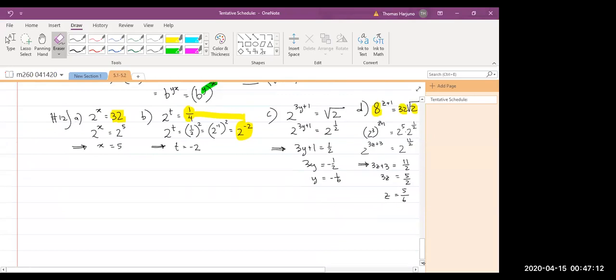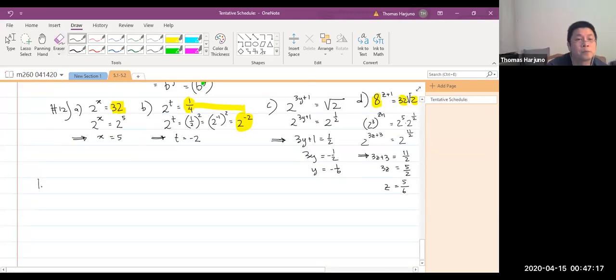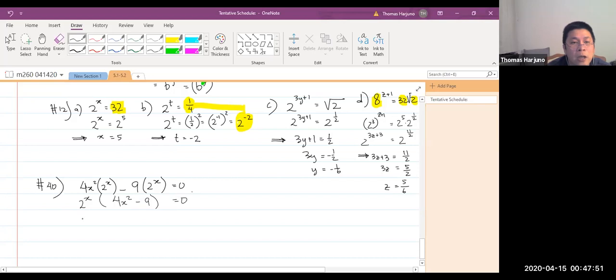For example, number 40. We have 4x squared times 2 to the x minus 9 times 2 to the x equals 0. I can factor 2 to the x. So I get 4x squared minus 9 equals 0. Right? I can factor further.